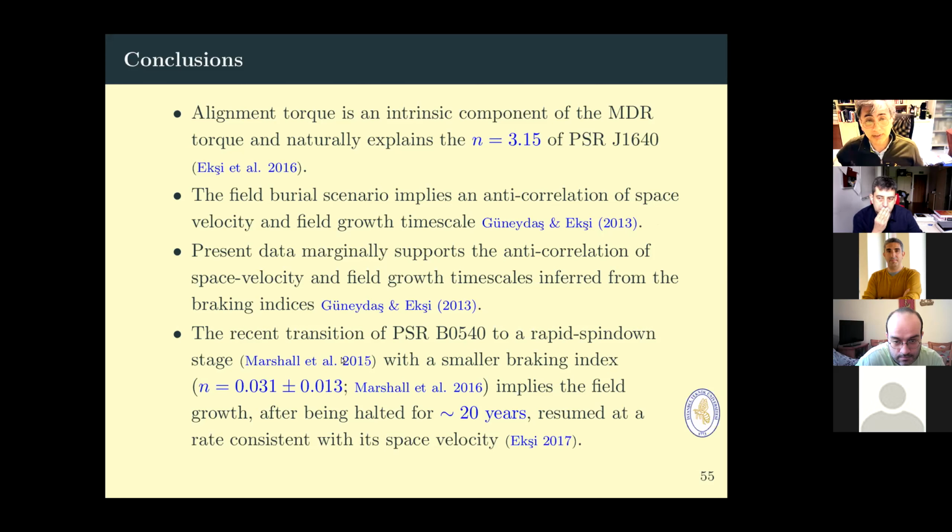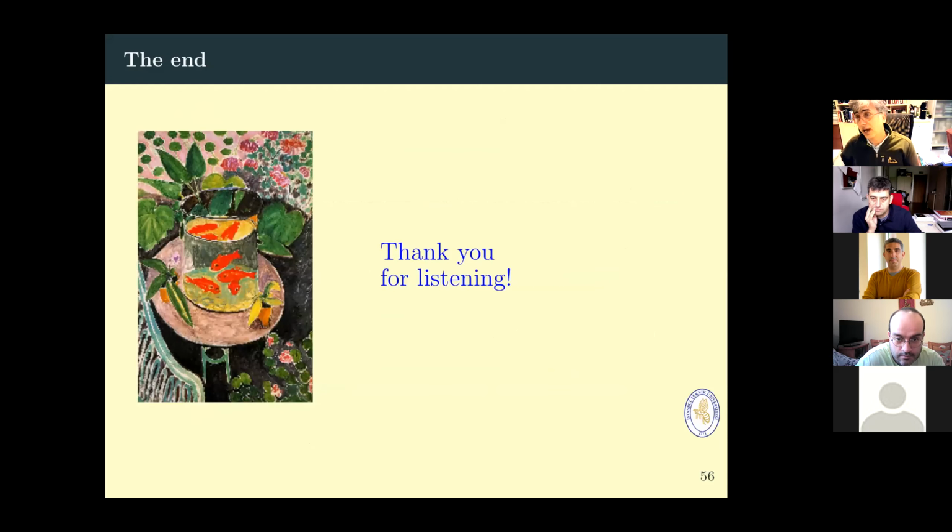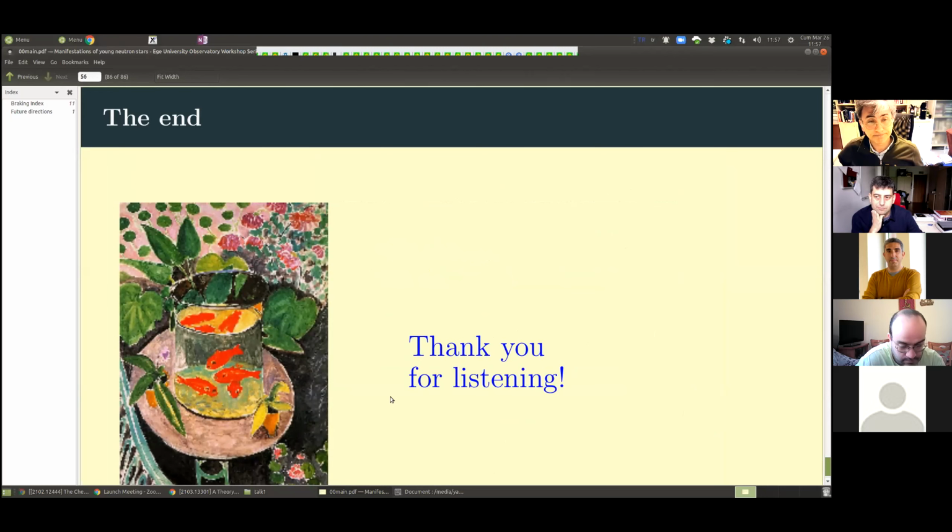So the recent transition of this object to a rapid spin down with a smaller braking index also is consistent with the proposed relation between space velocities and the field growth timescales. I thank you for listening, and if you have any questions, I'm willing to answer.